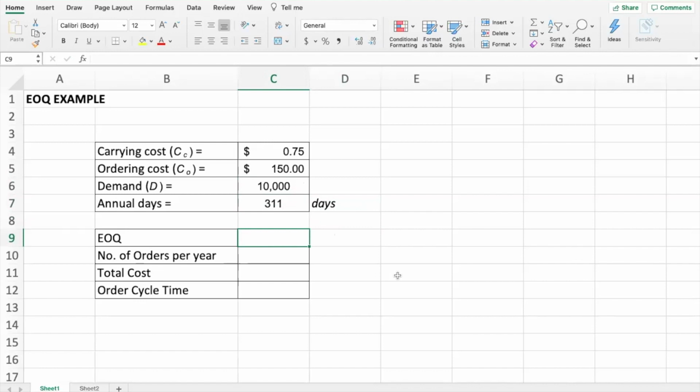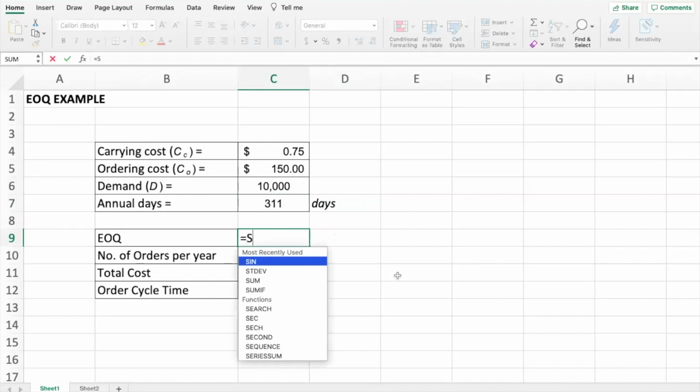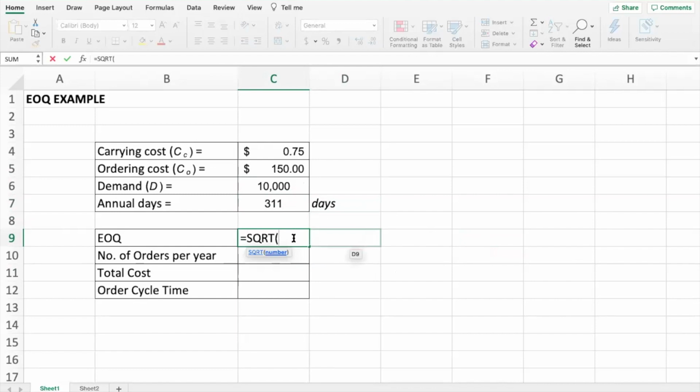The EOQ is computed as equals the square root, SQRT. Our numerator is 2 times the ordering cost, C5, times the annual demand. So that's our numerator. Our denominator is divided by the carrying cost. So that is your formula. When you click enter, the EOQ is 2,000 units.